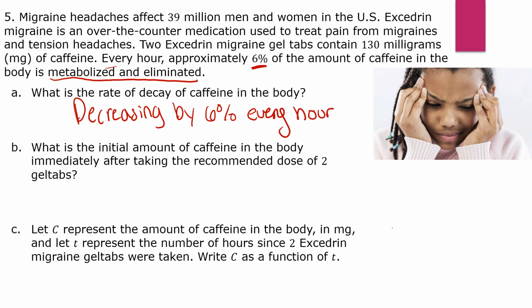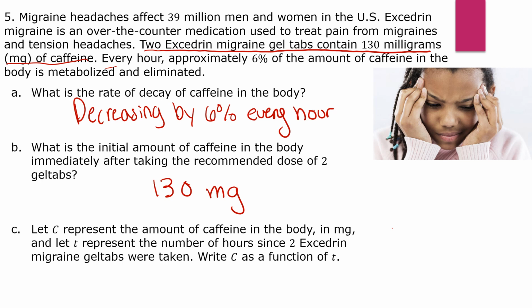All right, so part B says, what is the initial amount of caffeine in the body immediately after taking the recommended dose of 2 gel tabs? So we see in the second to last sentence, it says 2 Excedrin migraine gel tabs contain 130 milligrams of caffeine. So if you take 2 gel tabs, initially you're going to have that 130 milligrams. We can abbreviate milligrams with mg. So no time has passed. If it's immediately after you take it, that's our initial starting amount of caffeine in your body.